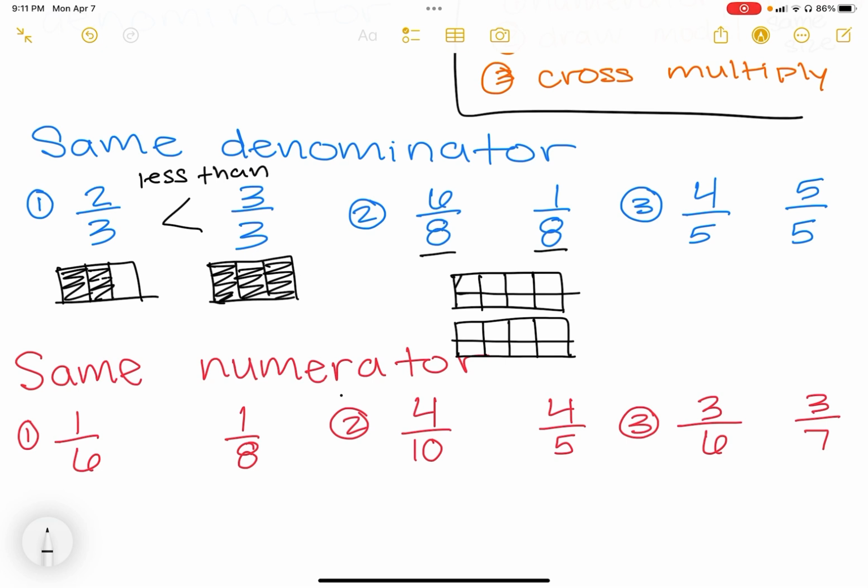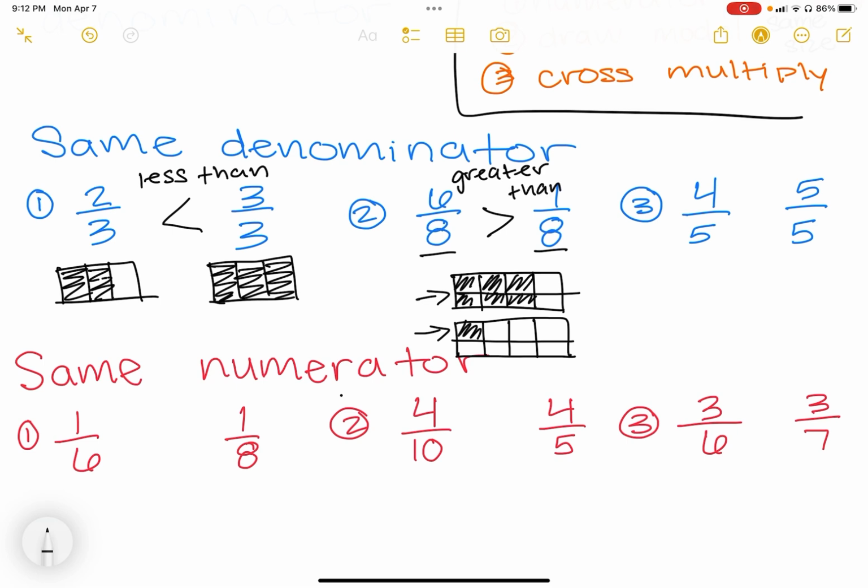Okay, I'm going to shade 6 over here. That's 6/8, and I'm going to shade 1/8 over here. My pieces are the same size. What is more, having 6/8 or having 1/8? Hopefully you said 6/8. So we would read this as 6/8 is greater than 1/8.